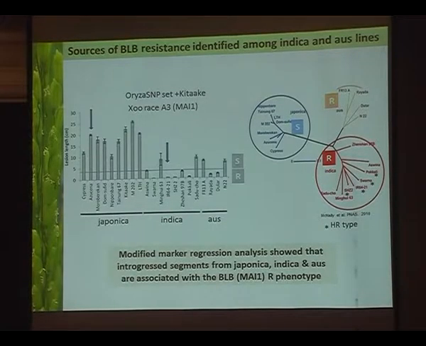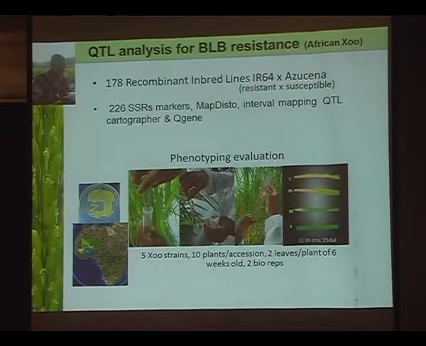So what we have done with our colleagues at IRRI is a modifier marker regression analysis, and we show that there are some introgression segments from japonica and aus that are associated with this phenotype, with this strain. You can see that IR64 is highly resistant, while Azucena is highly susceptible to this strain. And what we started in the lab with Gustave Gedatin, who just got his PhD this year at the University of Abomey-Calavi in Benin.